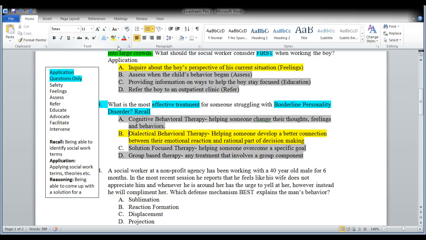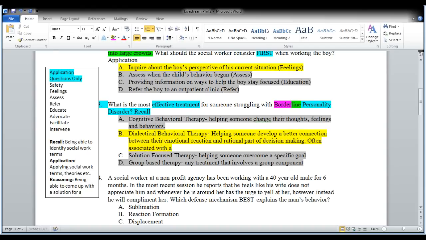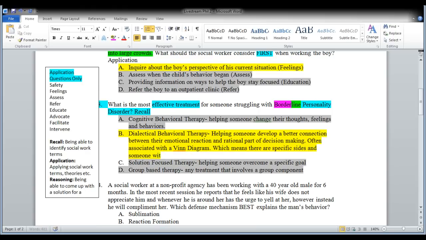So the recall strategy that I was alluding to is breaking down the word borderline. So it means that someone is on two specific different types of trajectory. And anyone that knows dialectical behavioral, it's often associated with a Venn diagram, which means there are specific sides, and someone with borderline personality is occupying two lines at the same time.